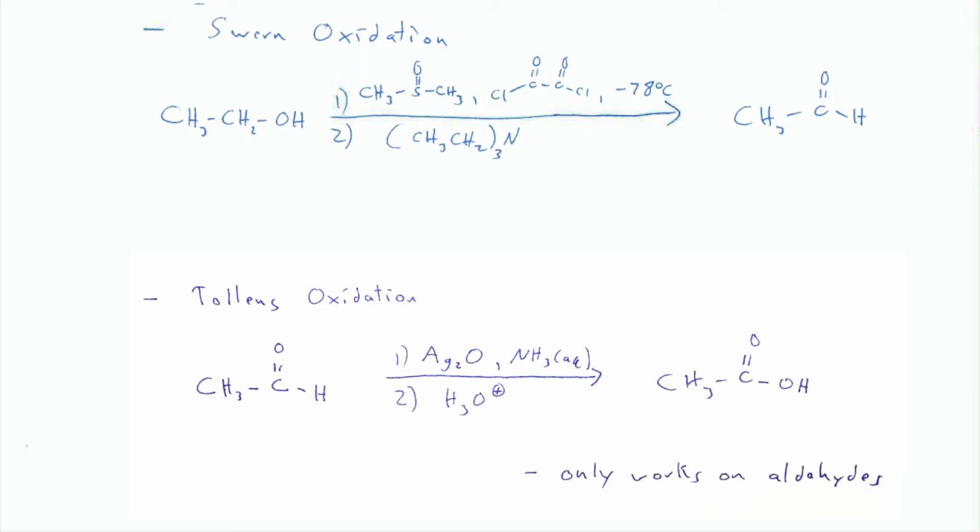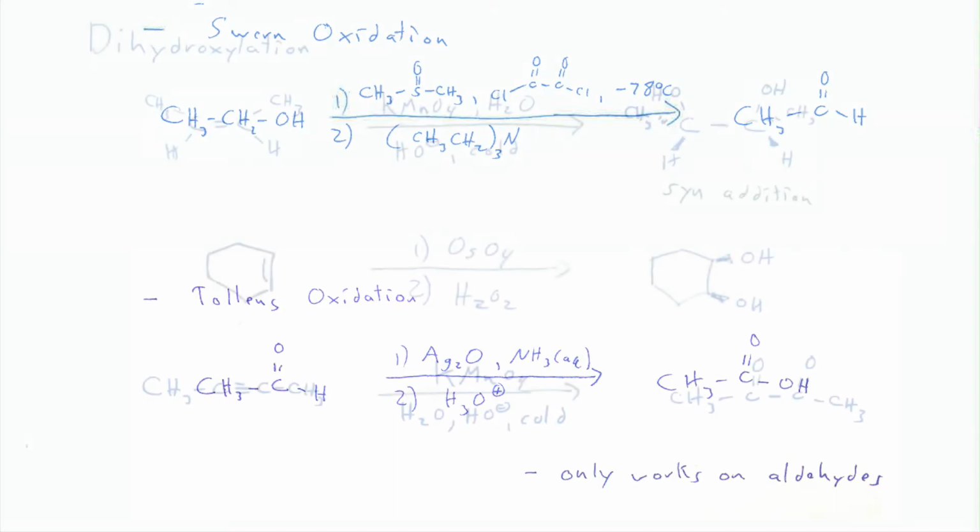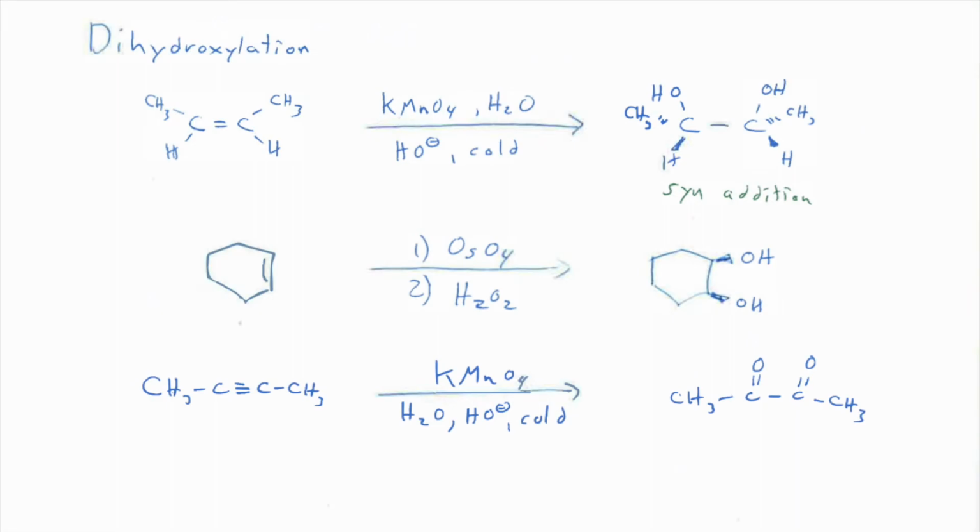Anyway, that's the Tollens oxidation. All right, so now we're going to look at oxidizing carbon compounds that are a little bit different. So far, all the oxidations we've looked at have had an oxygen in the actual functional group of the starting material. We've really only looked at oxidizing alcohols and aldehydes. Well, now we're going to start oxidizing some other things, starting off with alkenes.